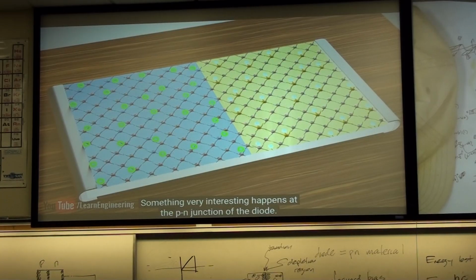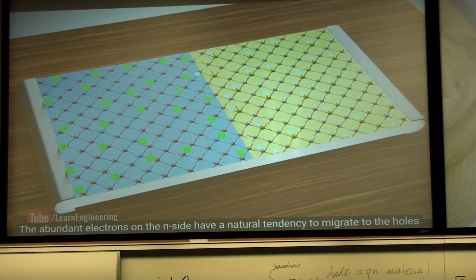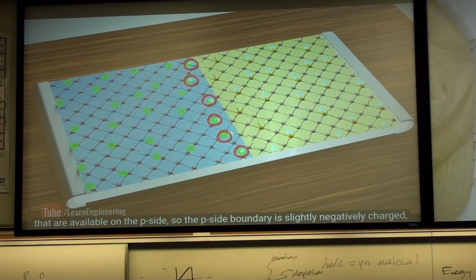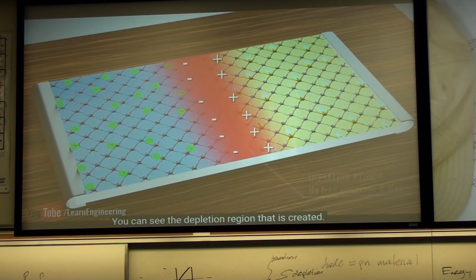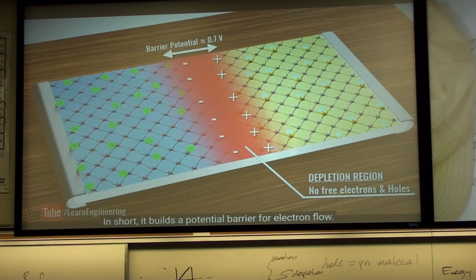Something very interesting happens at the P-N junction of the diode. The abundant electrons on the N side have a natural tendency to migrate to the holes that are available on the P side. So the P side boundary is slightly negatively charged, and the N side boundary is slightly positively charged. You can see the depletion region that is created. The resulting electric field will oppose any further natural migration of electrons. In short, it builds a potential barrier for electron flow.